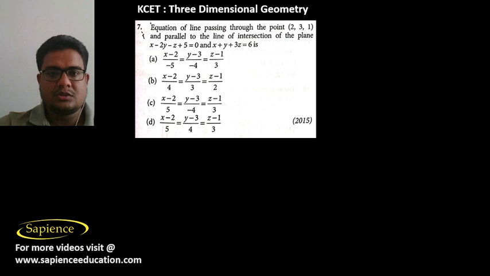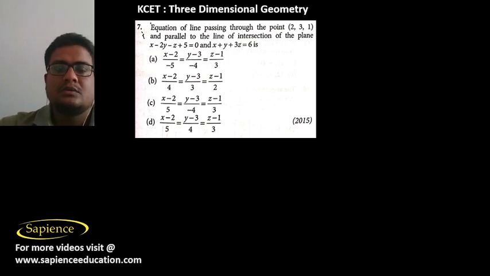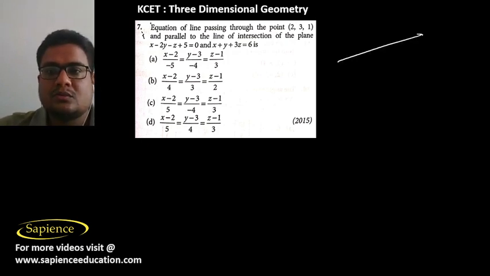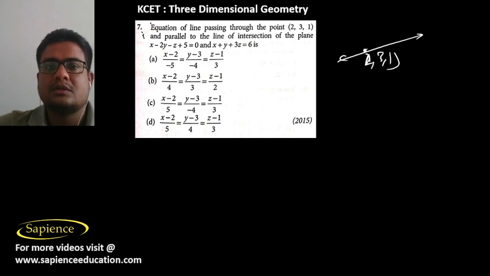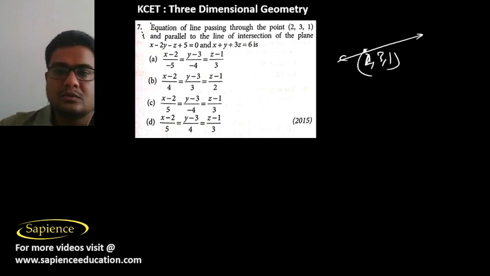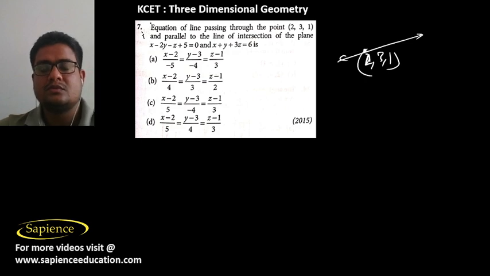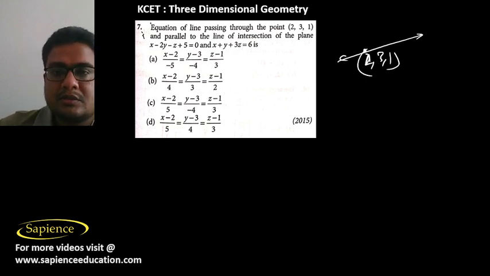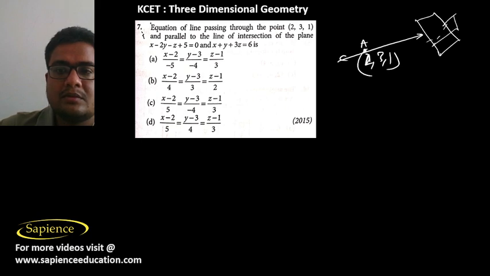Then question number 7. It is told to find the equation of the line passing through the point 2, 3, 1 and parallel to the line of intersection of the planes. We have to find the equation of the line that passes through this point A and is parallel to the intersection of one plane with another plane.